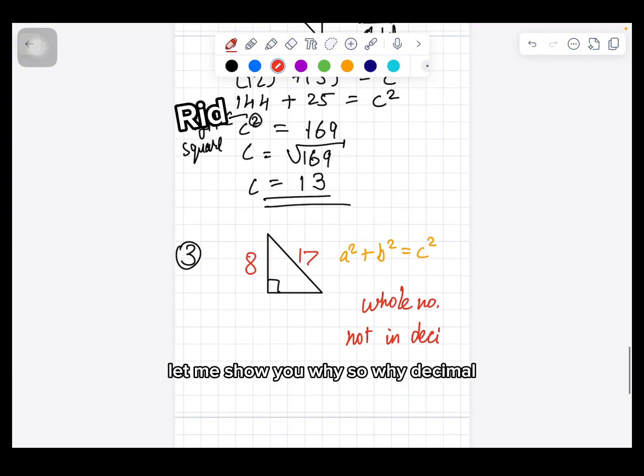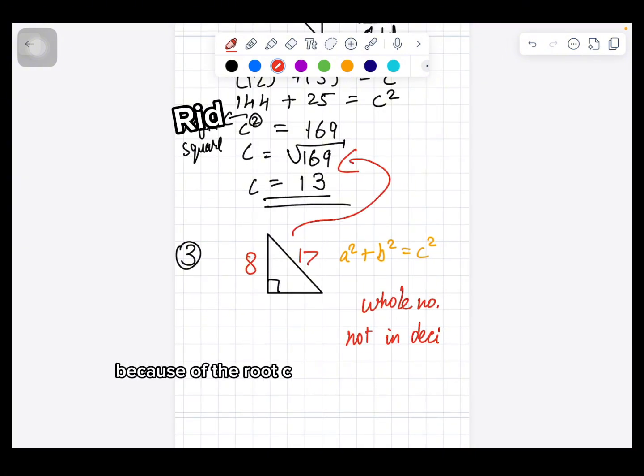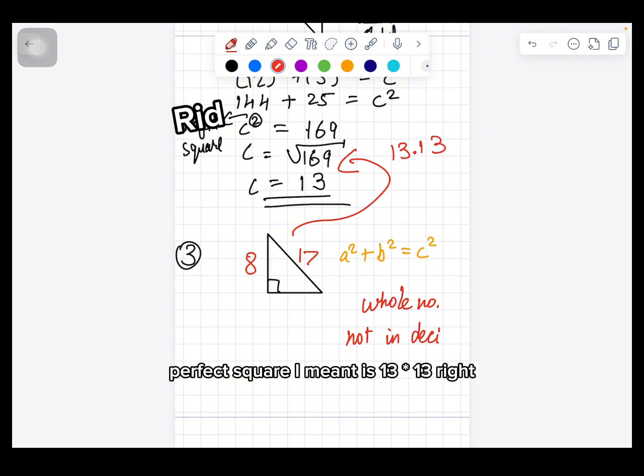So why a decimal? Because of the root. Only the perfect square, I meant is 13 times 13. Only perfect square numbers have whole number roots, just like here. This cancels out and 13 is left.